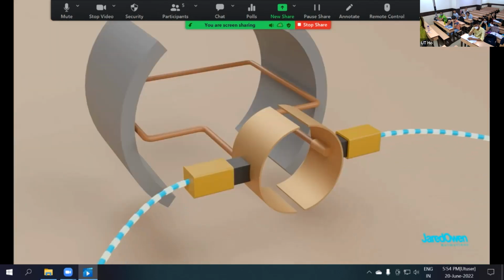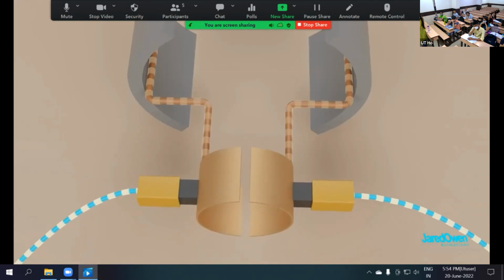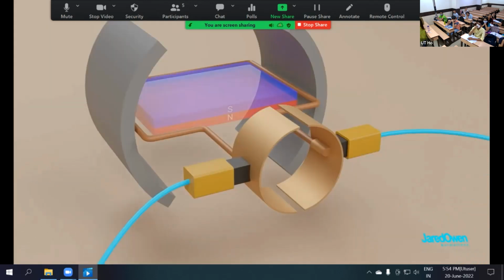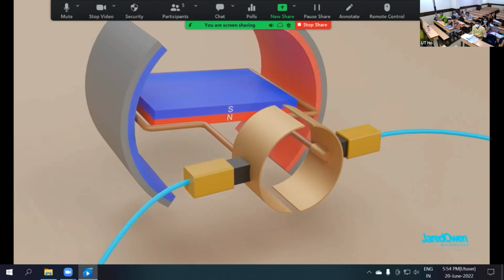The current flows from the wire through the brush, the commutator ring, the armature loop, and back through the other side. Now we have our electromagnet and the armature spins.